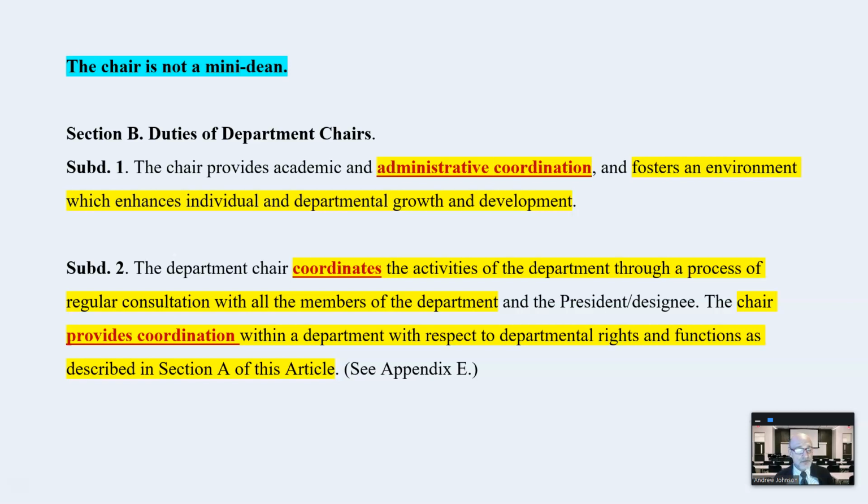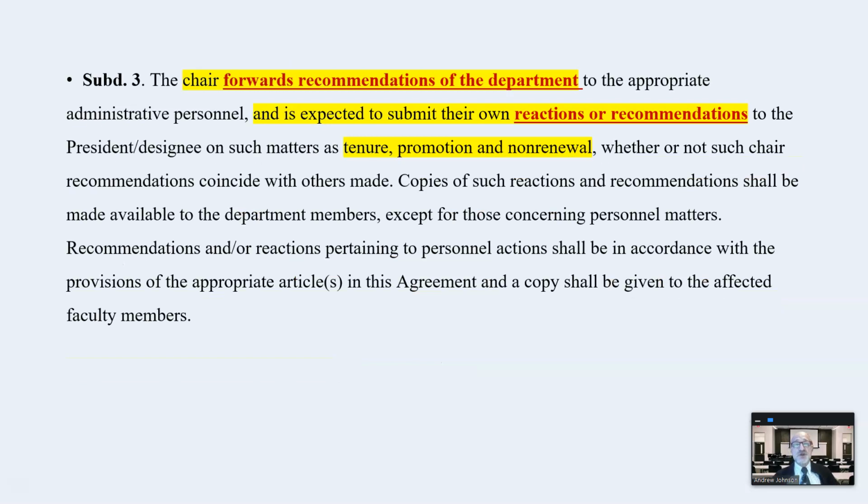That's called a department meeting. That's what a department meeting is. The chair forwards recommendations of the departments. The chair is a representative position related to tenure, promotion, and non-renewal. And again, the department only votes to recommend. The dean makes the ultimate decision, provost and president as well.